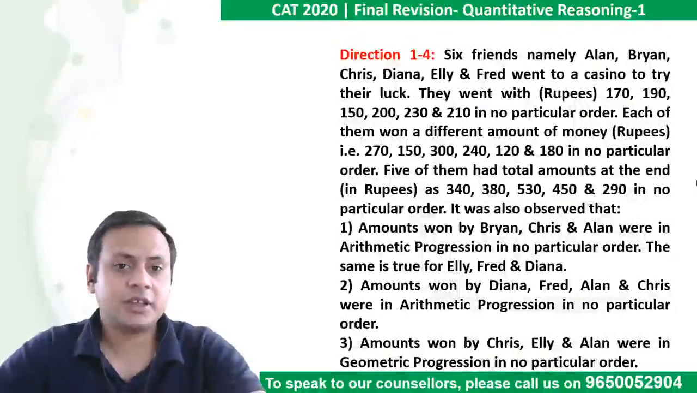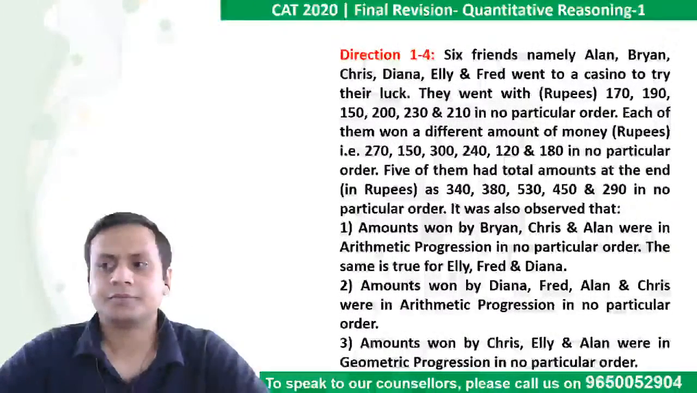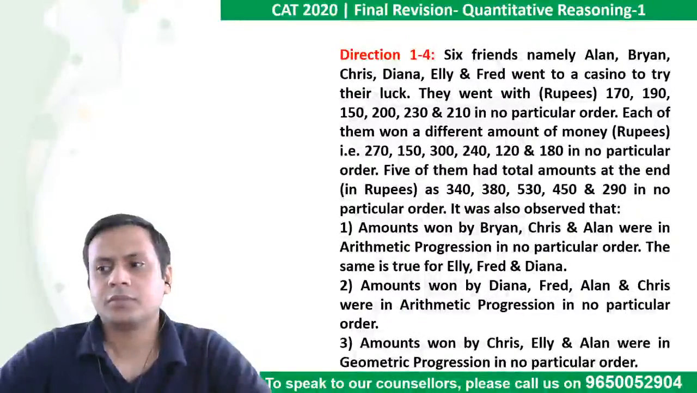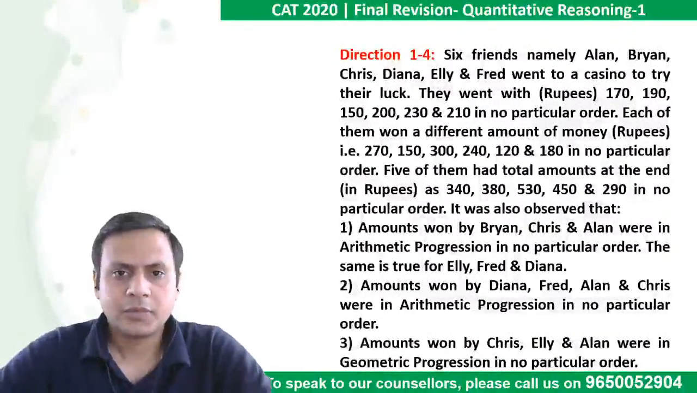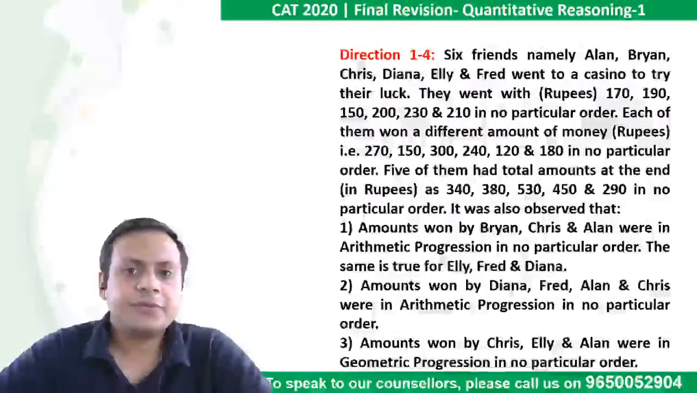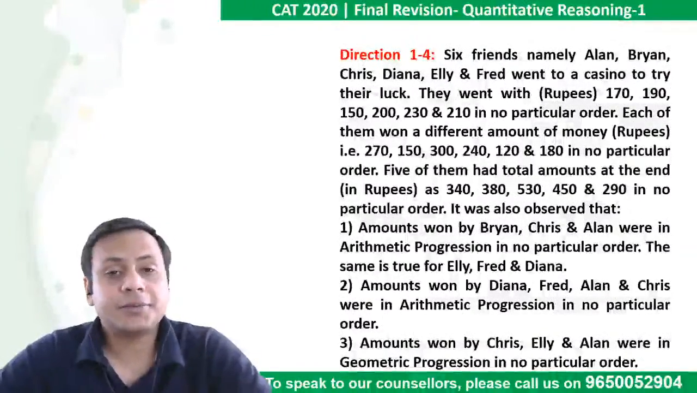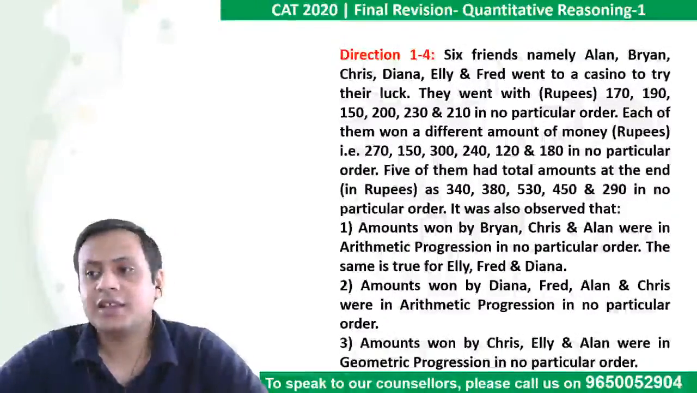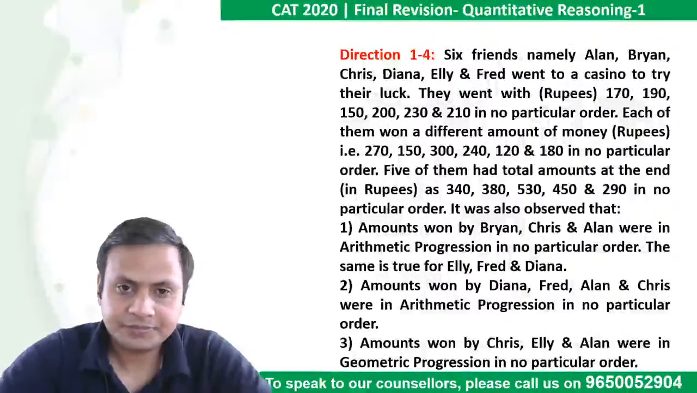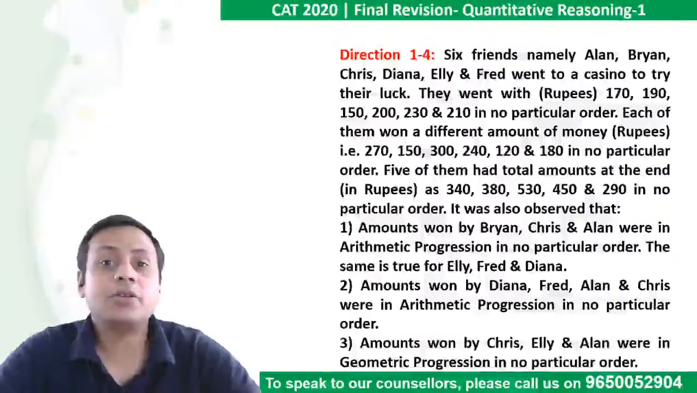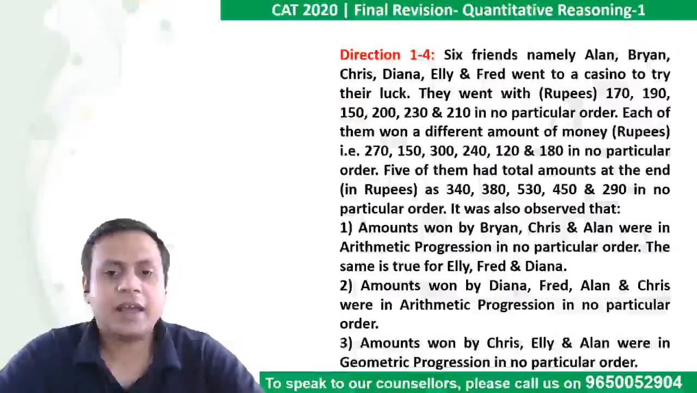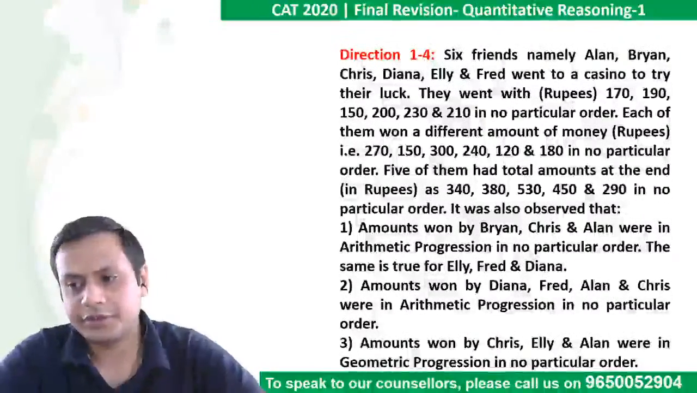So please read the information given here. Six friends, Ellen, Brian, Chris, Diana, Ellie and Fred went to a casino to try their luck. Somehow all six friends are lucky because they won different amounts of money. So nobody lost anything. Everyone is winning something. The initial amount is given, and the amount won is also given, as well as the final amount that they end up with.